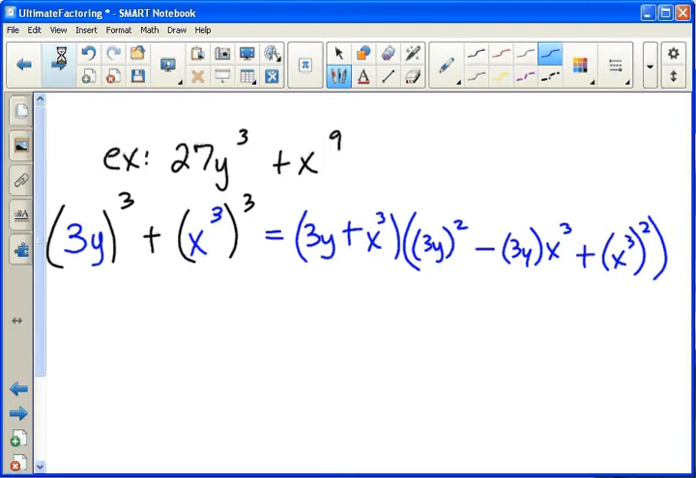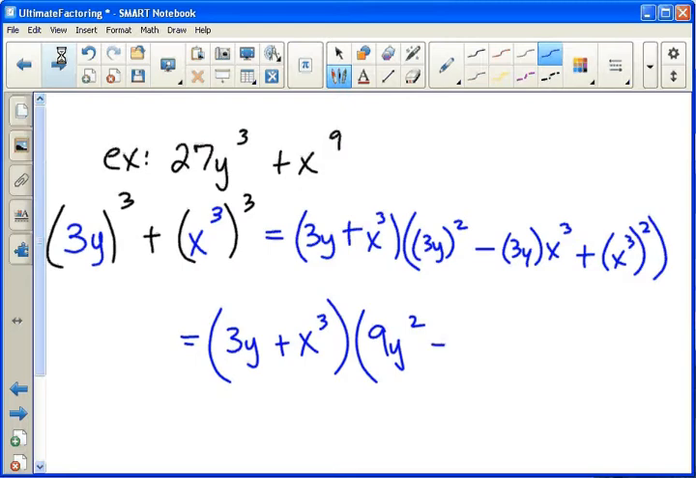So let's simplify that now. First term, or first set of parentheses is fine. No simplifying needed there. 3y squared. Remember, squared means times itself, so we're doing 3y times 3y, which is going to give us 9y squared. You have to square both the 3, giving you 9, and the y, giving you y squared. Then we'll have 3x cubed y.